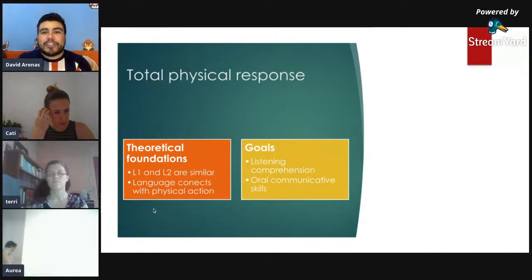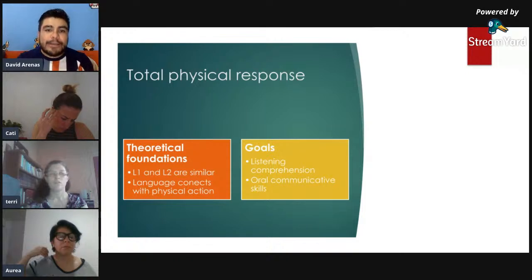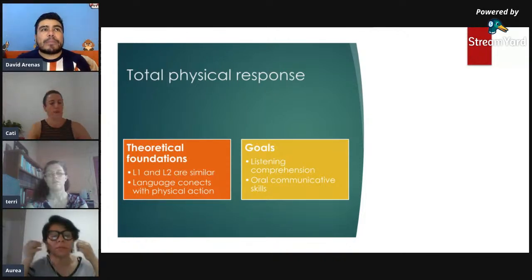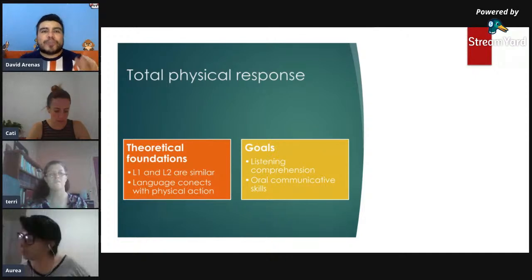So here language was connected with physical action. Every time people talked, they needed to move also. They thought it was an important connection that made students find the words and the structures meaningful anytime they moved and talked.